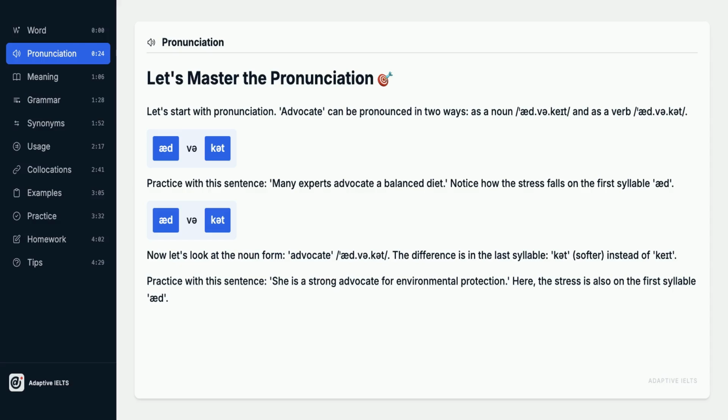Now let's look at the noun form, advocate. The difference is in the last syllable, ket, softer, instead of kate. Practice with this sentence. She is a strong advocate for environmental protection. Here, the stress is also on the first syllable.